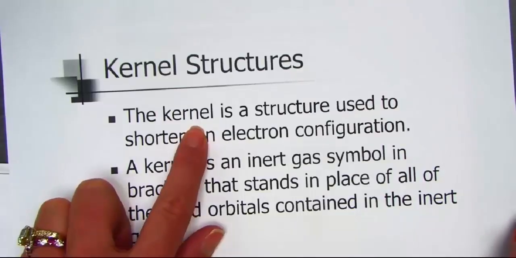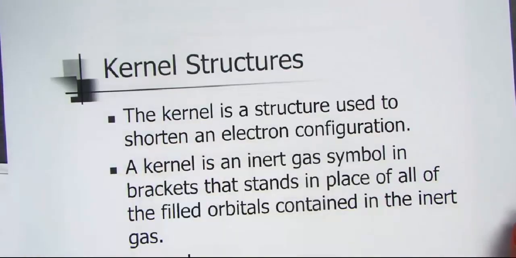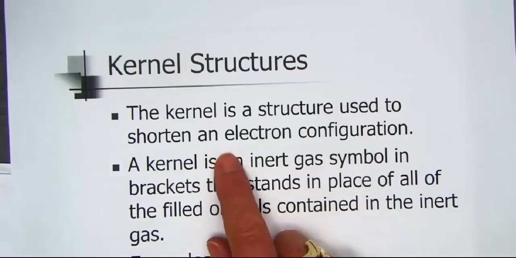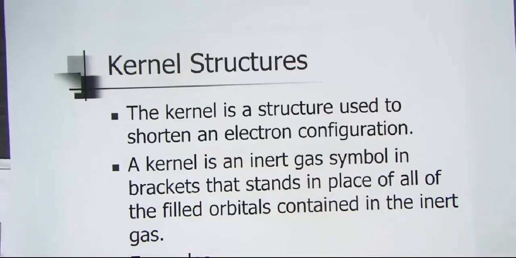Noble gas structure, the shorthand way of writing an electron configuration, is just used to shorten the electron configuration so we don't end up writing with such redundancy over and over and over the same thing.